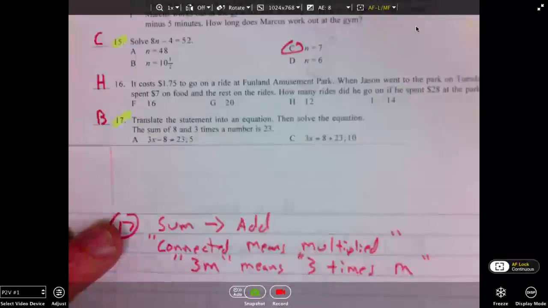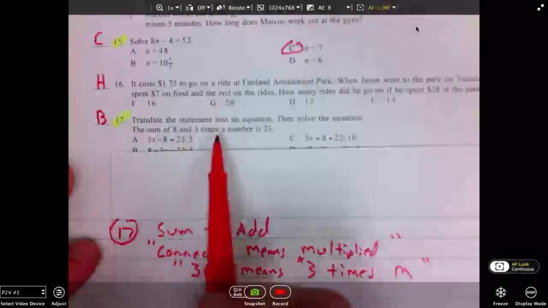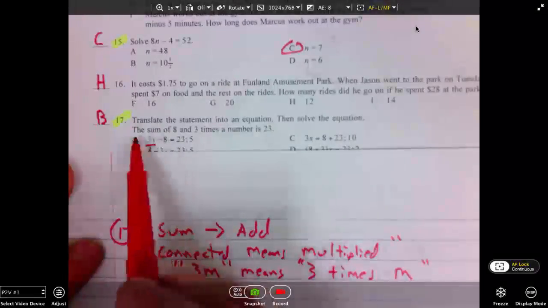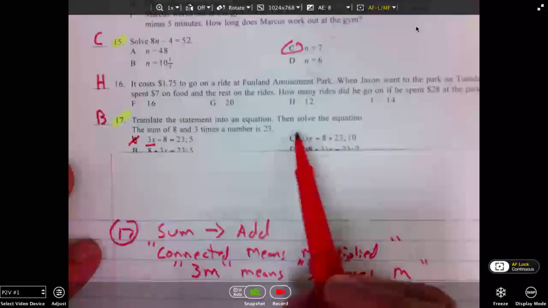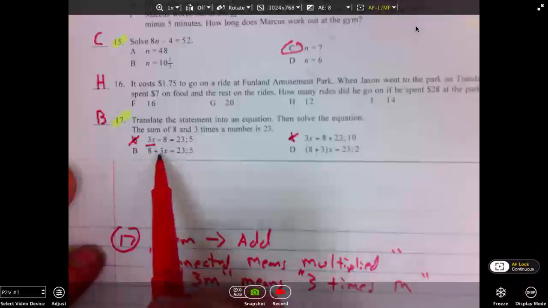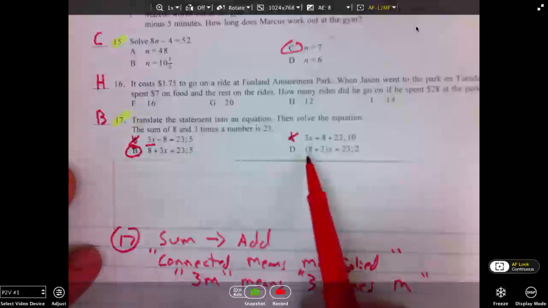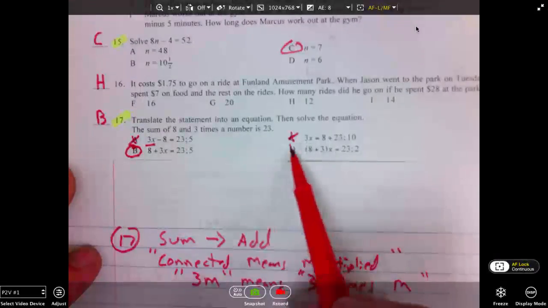Alright, so let's see which one of those correctly says that. The sum of 8 and 3 times a number. There's 3 times a number, but it's a difference. That's no good. There's 3 times a number, but we're not adding 8 to it. That's no good. The sum of 8 and 3 times a number. That's it. B. This is the sum of 8 plus 3, then times a number. It's not exactly what it said.